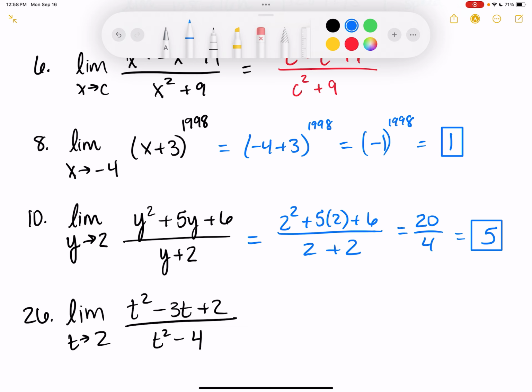I just wrote limit as t approaches t. How did I even get into this class?